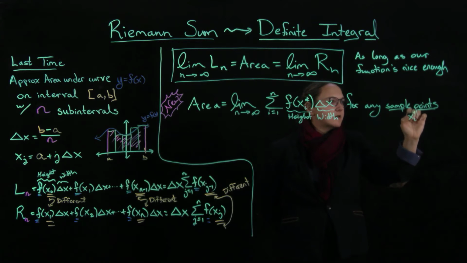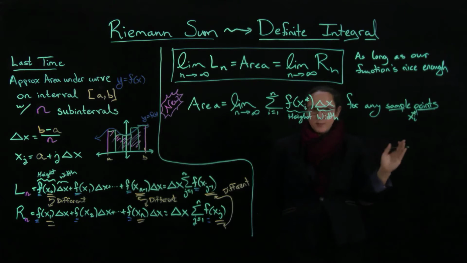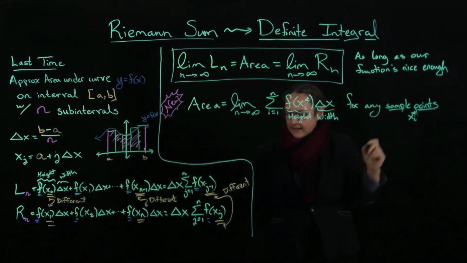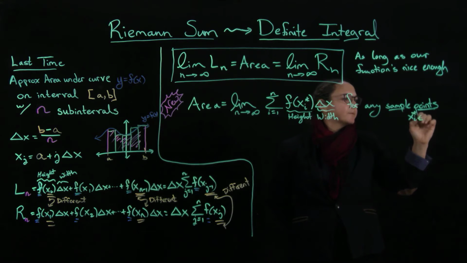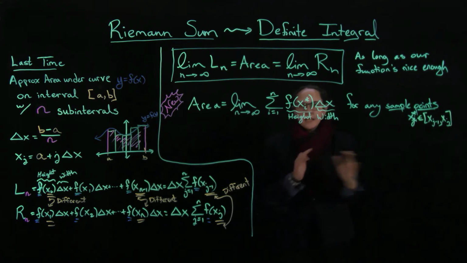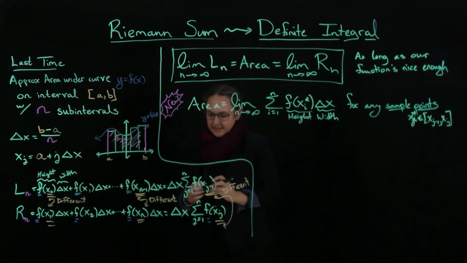xi star, so I put the star there, it's just any points that I could have chosen in this interval. So let's make that a j actually. In the interval where j goes from x j minus 1 to x j. Okay, so I could take any point in those intervals, that's going to give me the area.